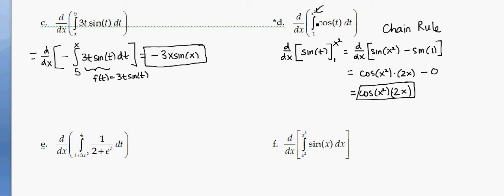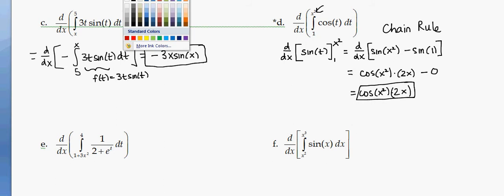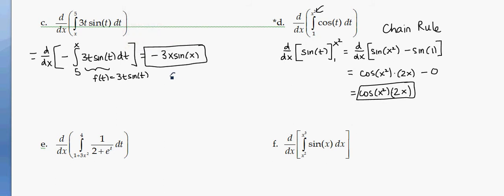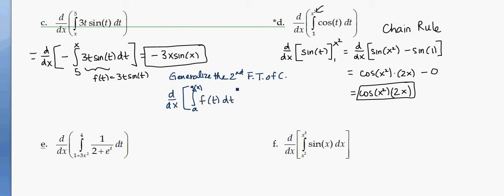Okay, so now what we need to do is try to think about if we could generalize the second fundamental theorem of calculus. And what we could say is if we were trying to take the derivative of some integral where the upper bound was some function, so I'm going to call it g of x, some function of x instead of just x, so something like x squared. And we still had our f of t dt.